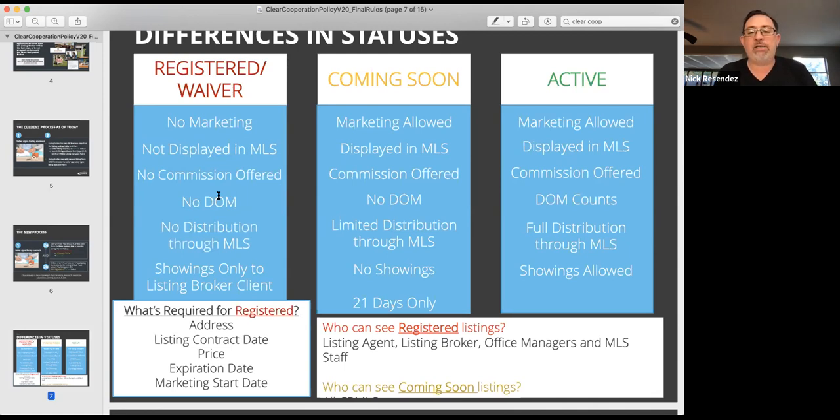What do we got to do for a registered listing? All you do is put in these few pieces of information: the address, the beginning and expiration date, the price, and the day you intended to start marketing as per the exclusion form that you would do. Okay.